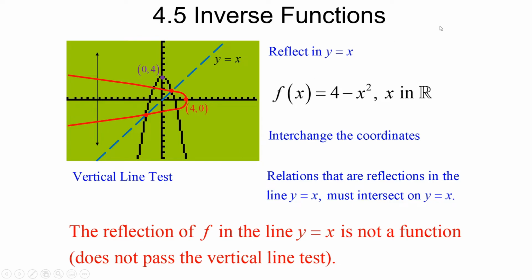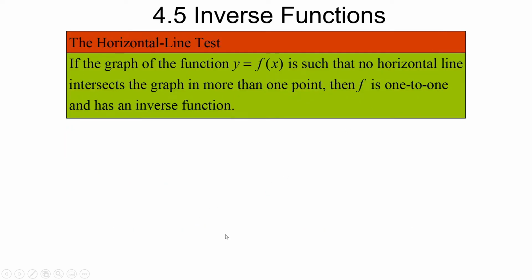Okay, so I just mentioned this on the previous slide. How do I check to see if a function has an inverse? I do this horizontal line test. If the graph of the function y equals f of x is such that no horizontal line intersects the graph in more than one point, then f is 1-to-1 and does have an inverse function.